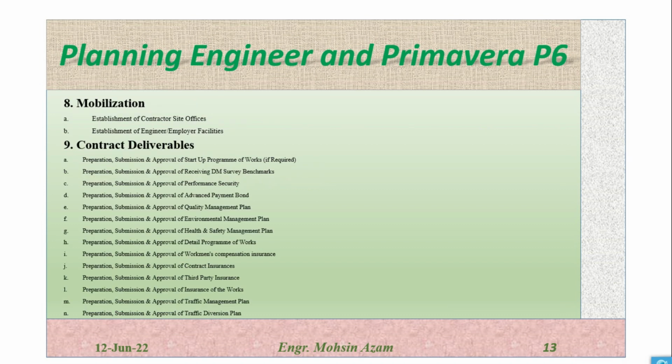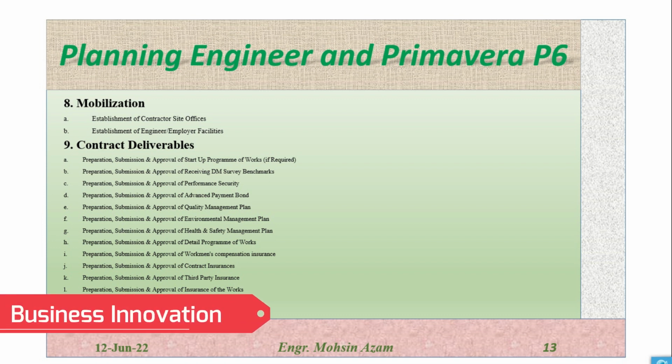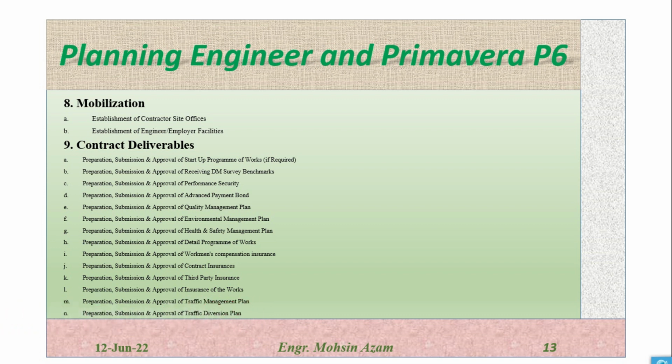Number 8, mobilization. Mobilization is basically the establishment of site offices and establishment of engineer facilities. So this we have to establish after getting the project. Contract deliverables. Contract deliverables are basically the preparation, submission and approval of the startup program. These are the programs which the authorities are asking for to start the work on the site. It will be a maximum of 3 months.